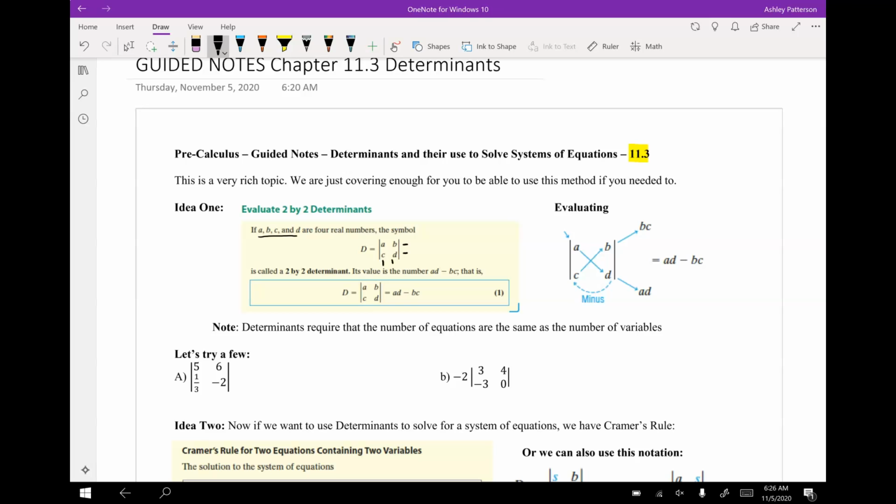In order to calculate the determinant, we take A times D and subtract the product of B times C, leading us to this. Very simple, very straightforward.